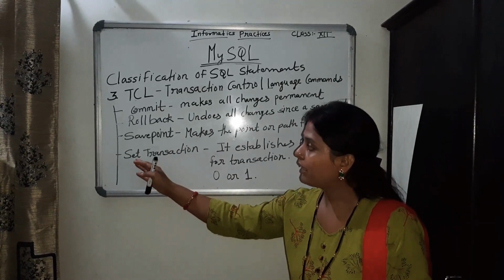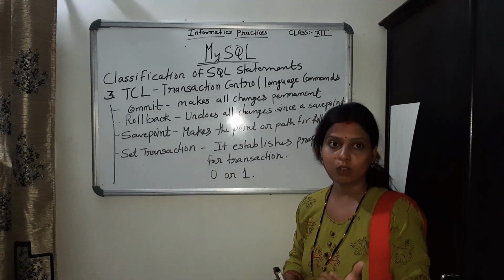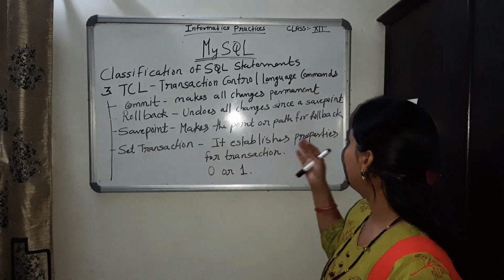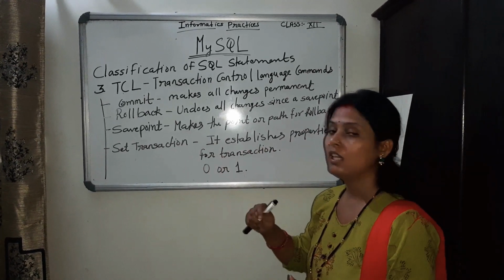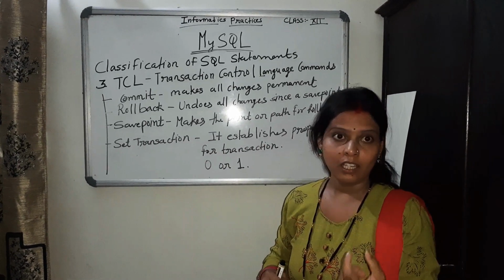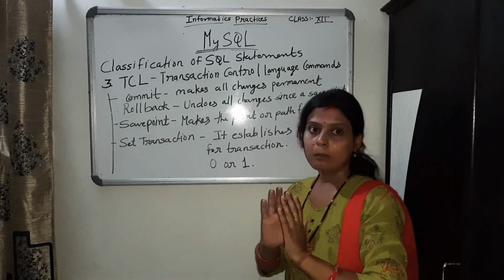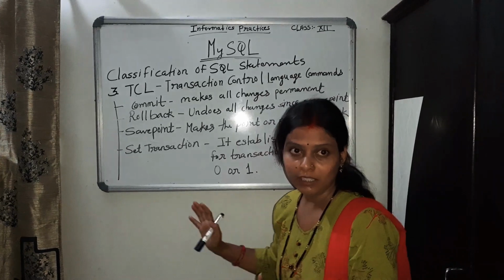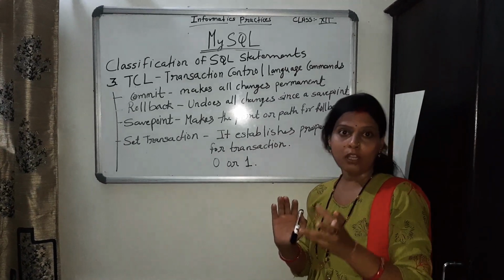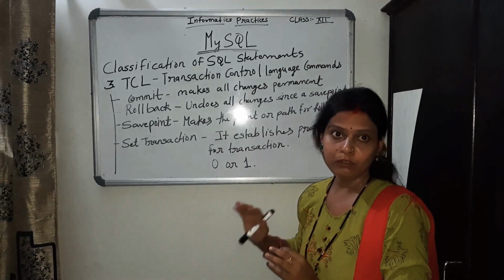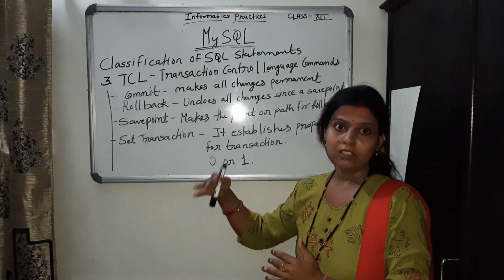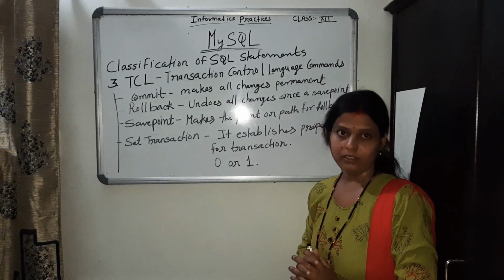Now the fourth command is set transaction. Set transaction, what does it do? It establishes properties for the transaction. What is the value for that set transaction? 0 or 1. If you want to make permanent changes, then the 0 command is used. If you do not want to make permanent changes, then you have to use the 0 command, and otherwise by default it is 1. Thank you.